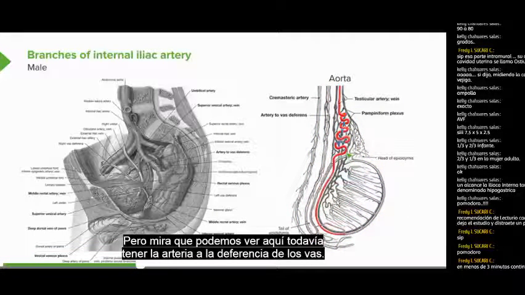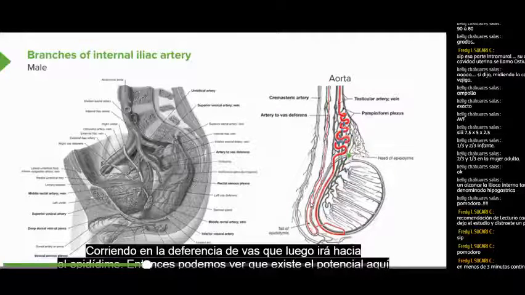But look, we can see here, we still have the artery to the vas deferens, running along the vas deferens.